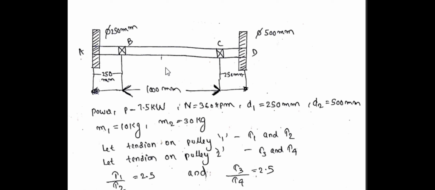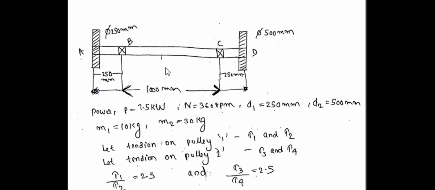Next, I have written all the given conditions: power, RPM, diameters, masses and so on. Before proceeding, we have two pulleys, so obviously each pulley has two tensions, one on the tight side and one on the slack side. I'm calling T1 and T2 the tensions on the first pulley, and T3 and T4 the tensions on the second pulley. Whenever taking T1 and T2, T3 and T4, it's always understood that T1 and T3 are bigger. When taking the ratio, the upper one has the higher value. So T1 by T2 and T3 by T4 are 2.5.